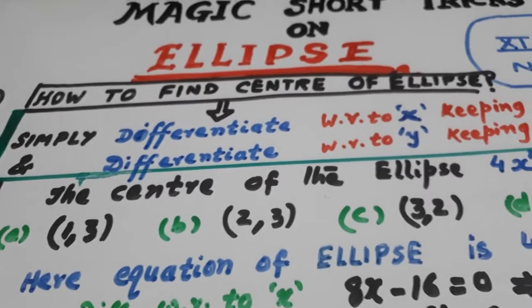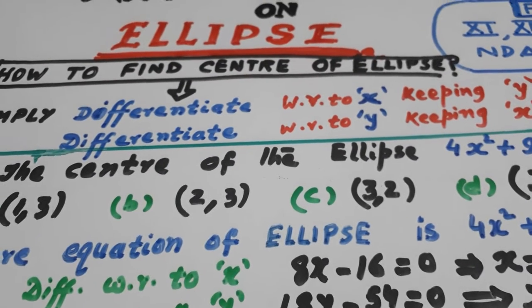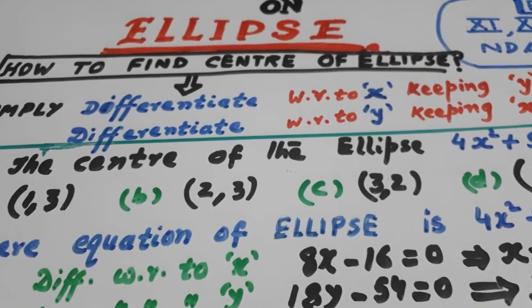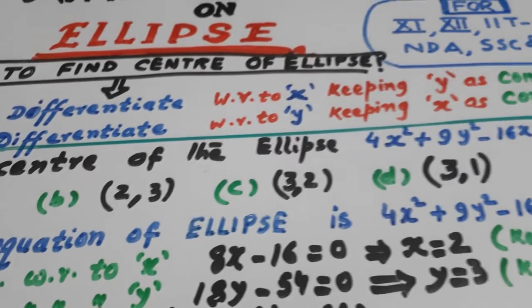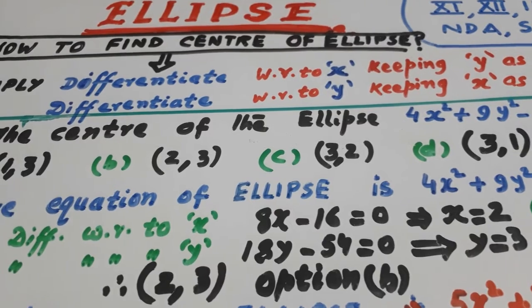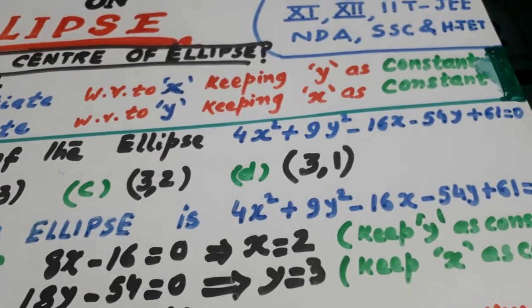How to find center of ellipse? Simply differentiate the equation of ellipse with respect to x, keeping y as constant, and differentiate with respect to y, keeping x as a constant.